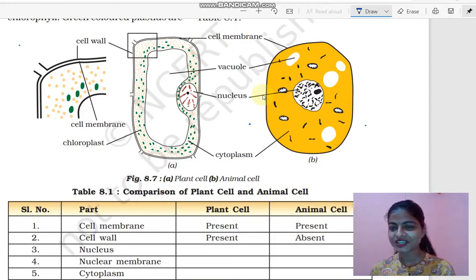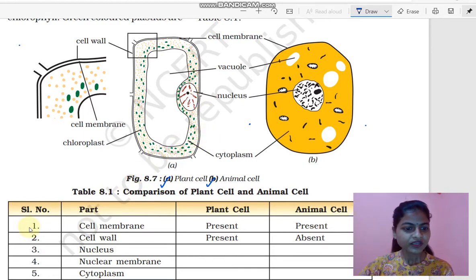Hello everyone. Today we are going to study the difference between plant and animal cell from the chapter Cell Structure and its Functions. As you can see in the picture, figure 8.7, there are two structures given. First, A is plant cell and B is animal cell. So we are going to read in detail what the parts of these plant and animal cells are and what the difference between plant and animal cell is.